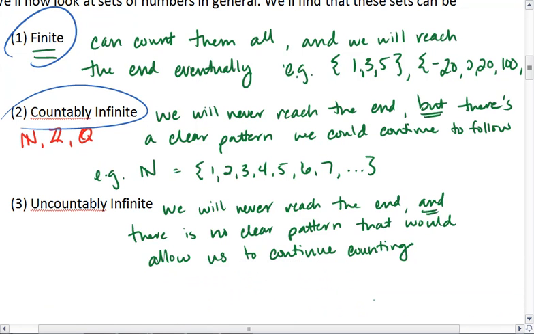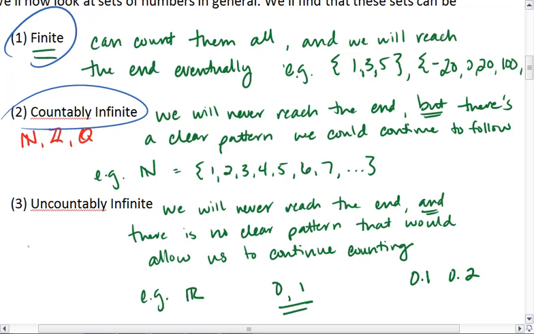Okay, so we're never going to reach the end, and there's no clear pattern that would allow us to continue counting. For example, our real numbers are uncountably infinite. I could go 0, 1, but then in between 0 and 1, there are infinitely many real numbers. There's going to be 0.1, 0.001, 0.00001. We could go on forever just between 0 and 1. And then we have the rest of the number line to deal with. And even between 0.1 and 0.2, there are infinitely many real numbers.